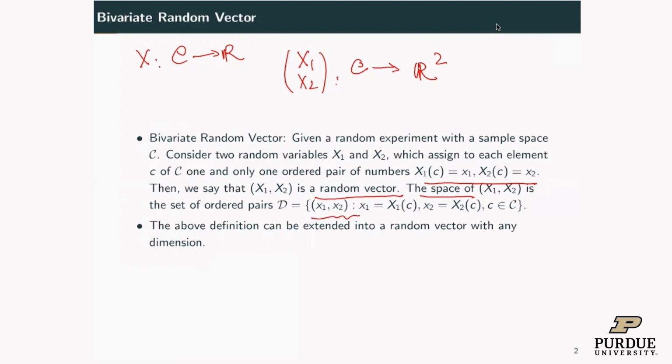This definition can be extended to a random vector with any dimension. For example, you can define an n-dimensional random vector. This will be a mapping from a sample space to an n-dimensional Euclidean space. So that's how you define a random vector.